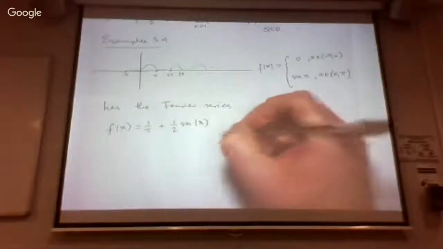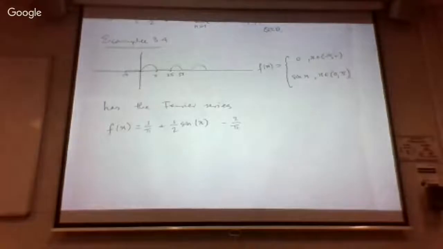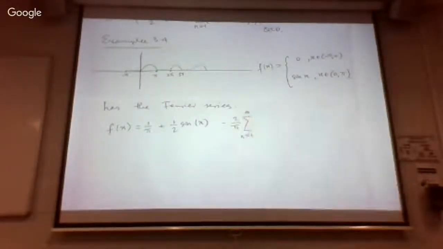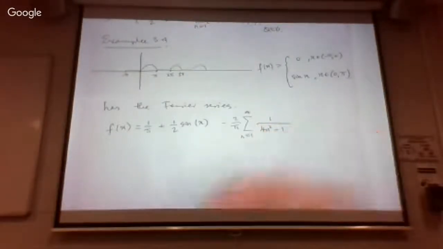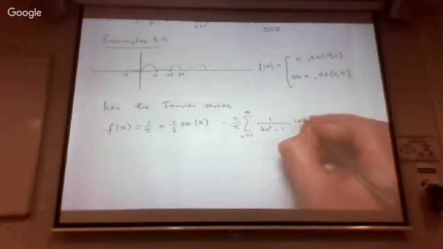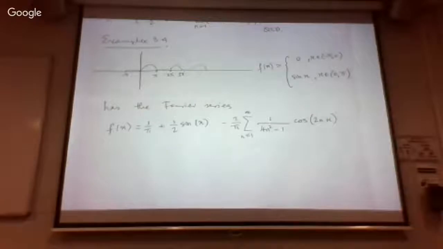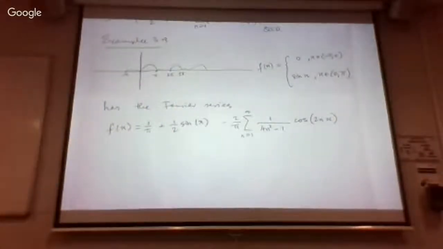This is rather curious. It has a single sine term and then a whole bunch of cosine terms. And the coefficient is this curious one, 1 over 4n squared minus 1. And it's not cosine of nx, but cosine of 2nx. So it's actually only picking up the cosine functions where the index is even, 2 times n. So this was the Fourier series.